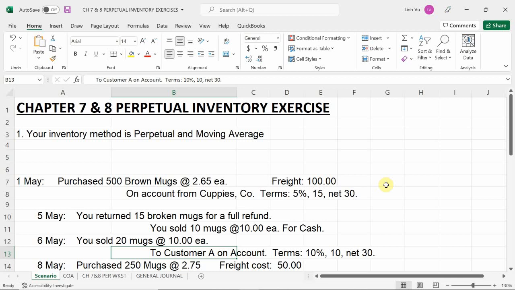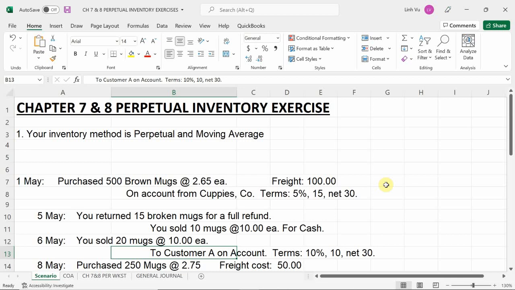Okay, so in chapter 7 we learned about purchases of inventory, right? Perpetual inventory purchases, right? We learned about how we do purchase returns, allowances, and discounts, okay? And the second half of chapter 7 was dealing with sales, right?